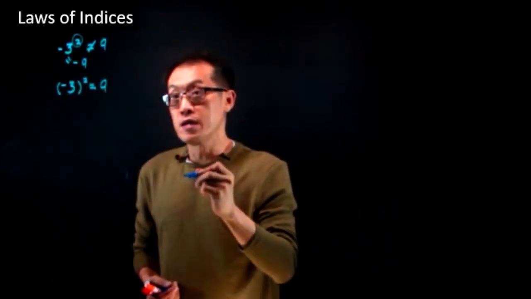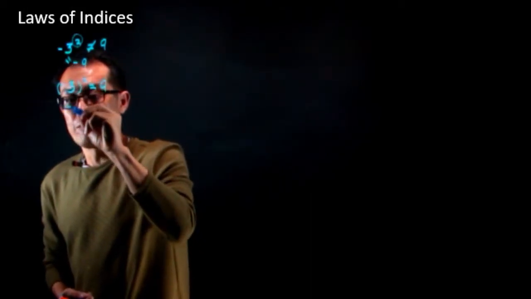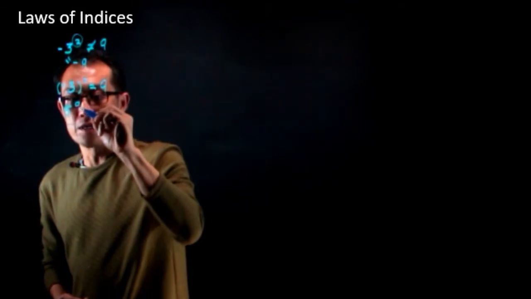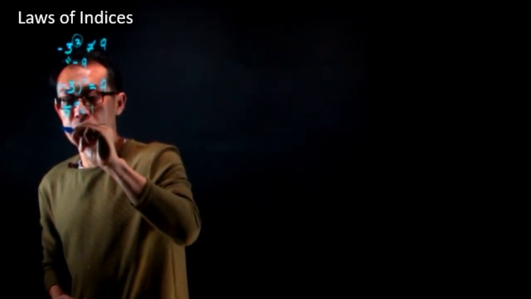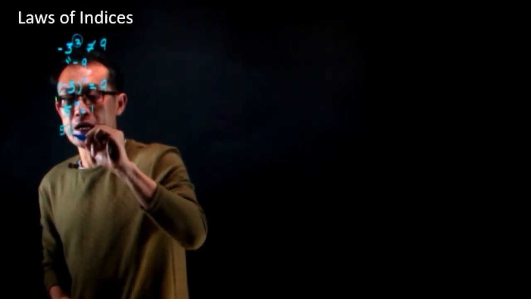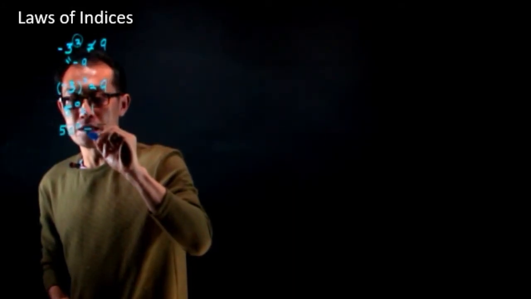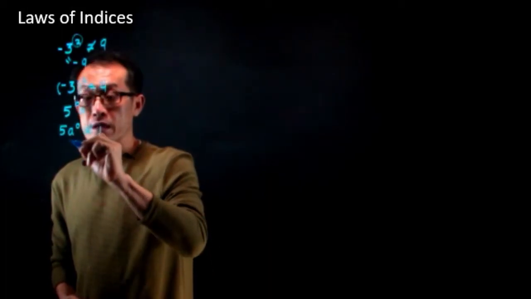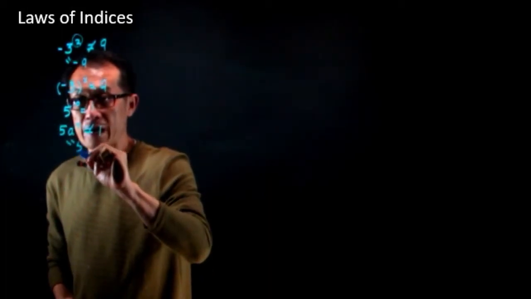Now likewise, 5 to the power of 0 is 1. So some of you may think that 5a to the power of 0 is 1. No, this is not 1. Alright, this is not 1. But this is 5.